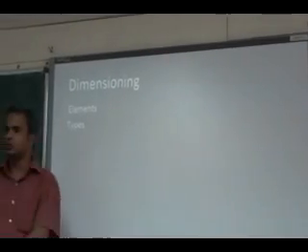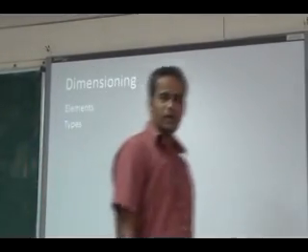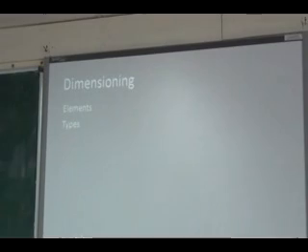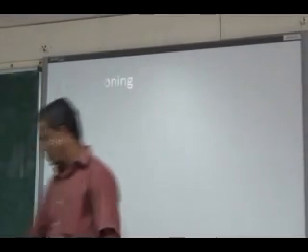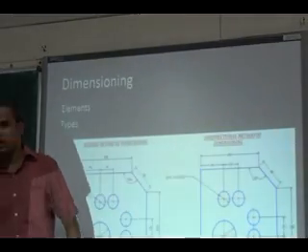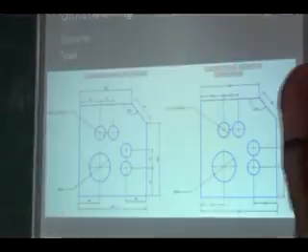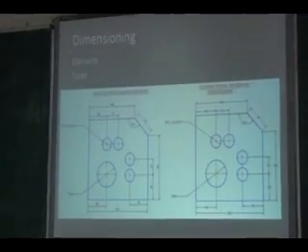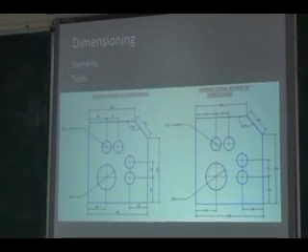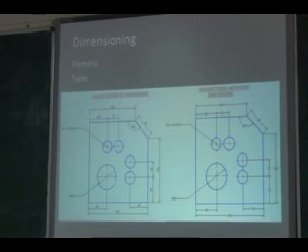We'll move on to the different types in dimensioning. Types of dimensioning: you can see the two diagrams. I have two types, the aligned method of dimensioning and the unidirectional method of dimensioning. Both are the same diagram you can see. So what is the difference? Aligned system and unidirectional.